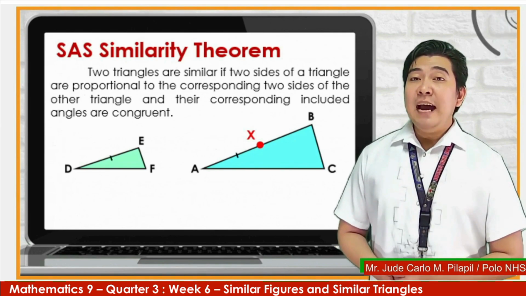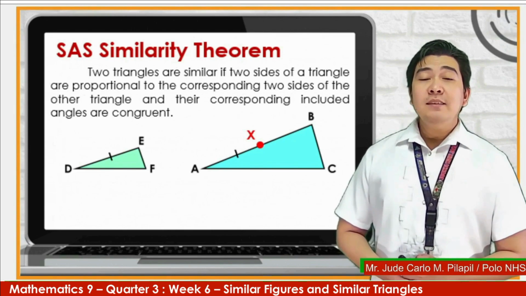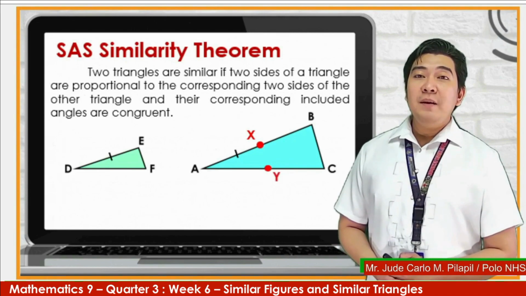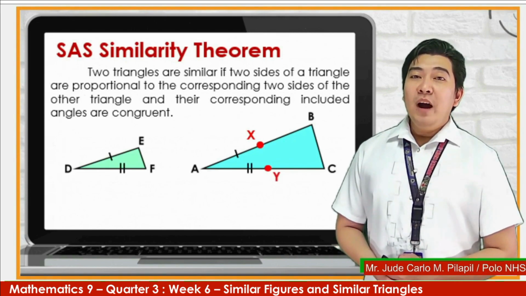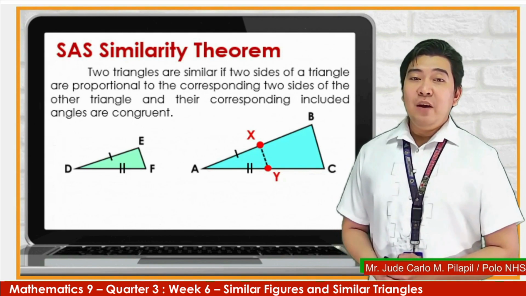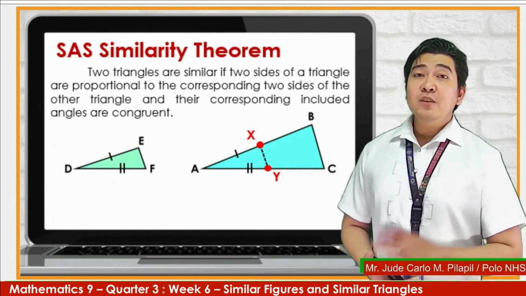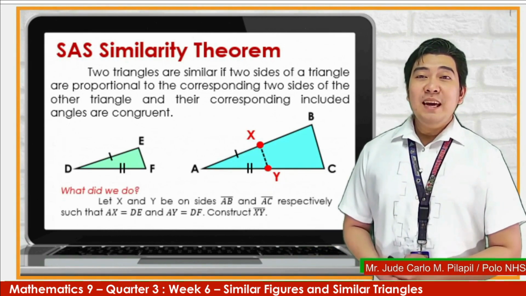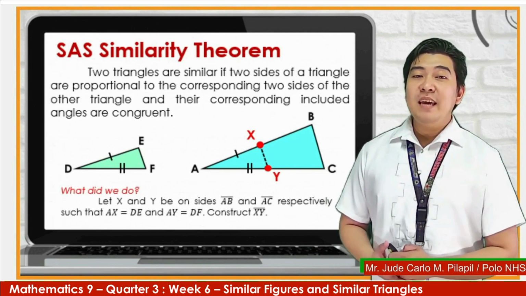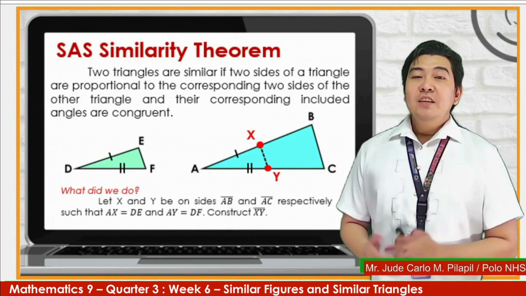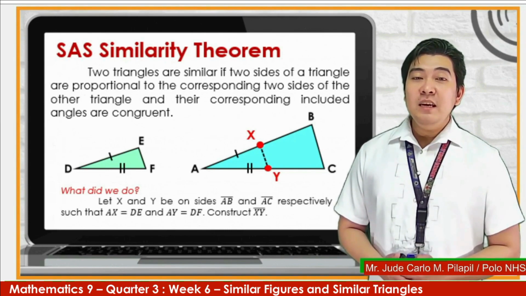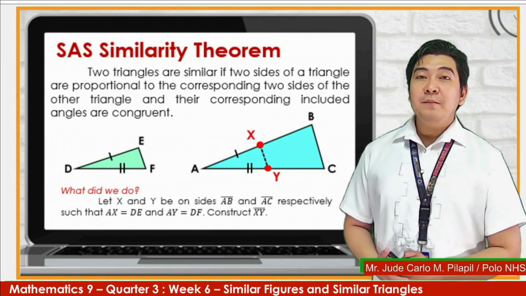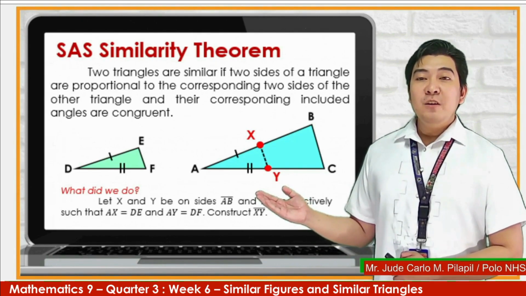Locating point X such that segment AX is equal to segment DF. Then, let us locate point Y such that AY is equal to DF. Then let us connect XY so that we can form the segment XY here. Again, what we did is we let X and Y be on sides AB and AC respectively, such that AX is equal to DE and AY is equal to DF. Then we constructed segment XY. So we now produce this figure.